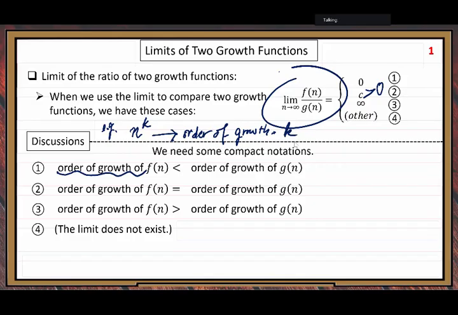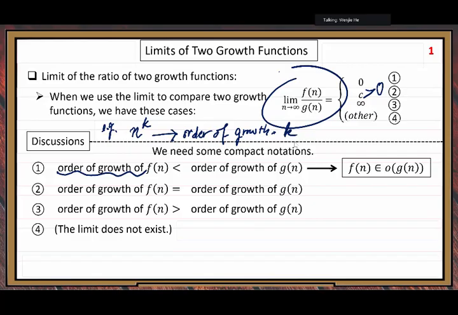So that different method. Before that, when you use the representation order of growth and write statements like that, it's not very concise, right? So we want to use some concise notation to represent the meaning of those cases. For that reason, we introduce the asymptotic notation.